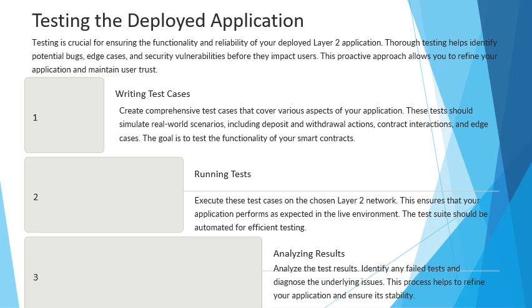Then we should be running these tests. We must execute these test cases on the chosen layer 2 network. This ensures that our application works as expected in the live environment. The test suite should be automated for efficient testing. Then we must analyze the results. We must identify any failed tests and diagnose the underlying issues. This process helps to refine our application and ensure its stability.